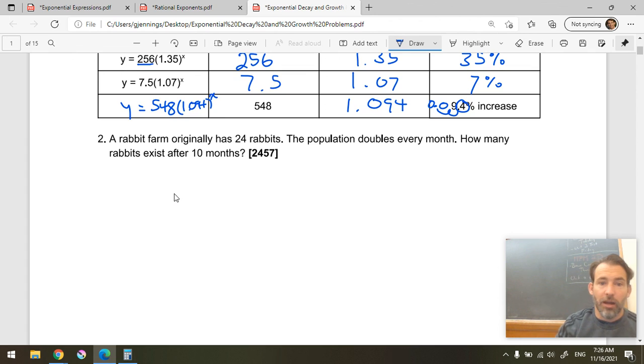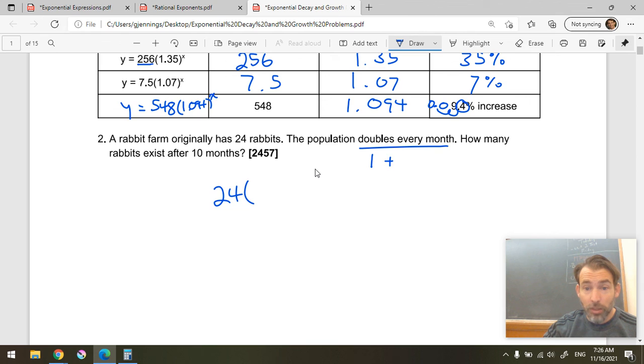All right. A rabbit farm originally has 24 rabbits. The population doubles every month. If it doubles every month, then we have 24 rabbits. Double means grow by 100%. So that would be 1 plus 100% as a decimal, 1.00, which equals 2. Growth factor here is 2. And every month, so we let x be the number of months. And so then I have the amount of rabbits is a function of time, which we have called x, and that's the equation.